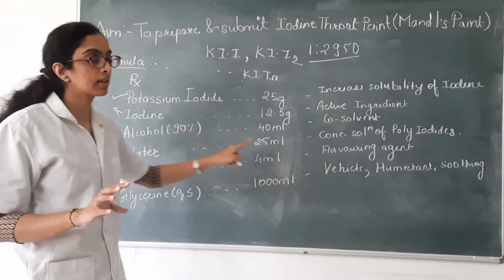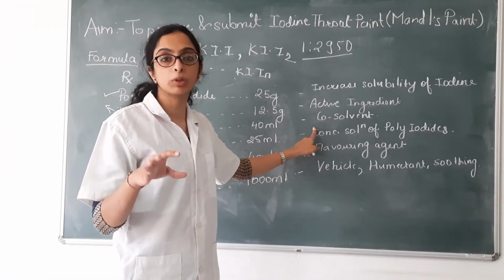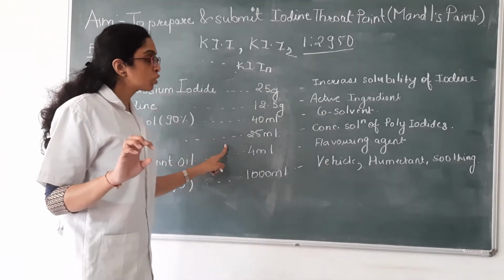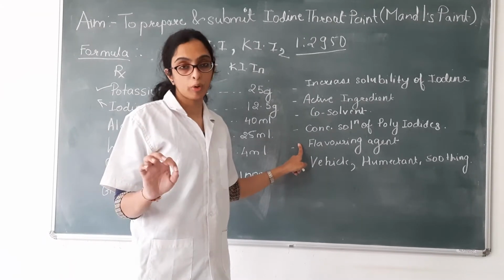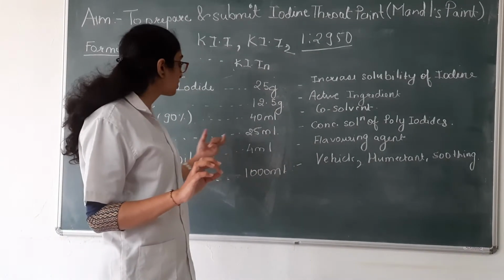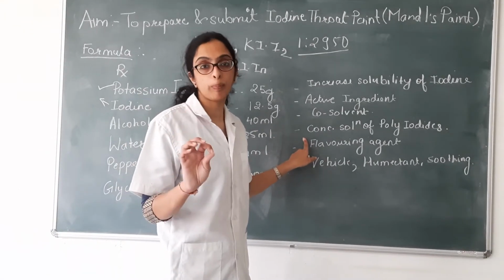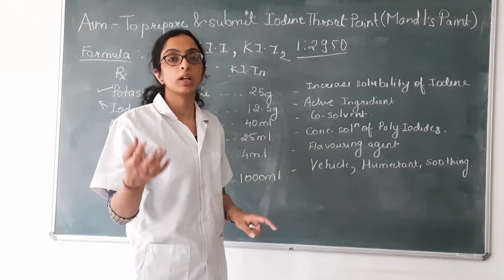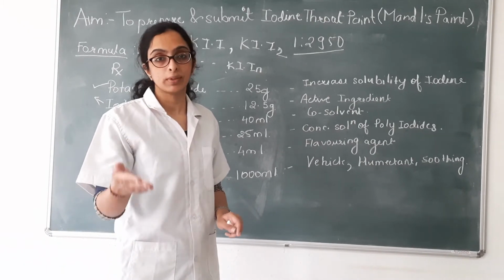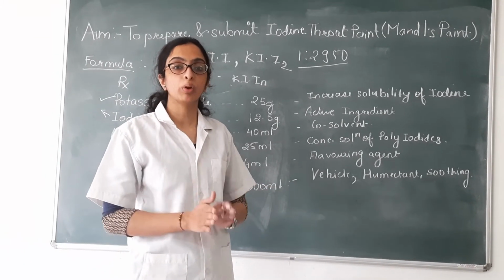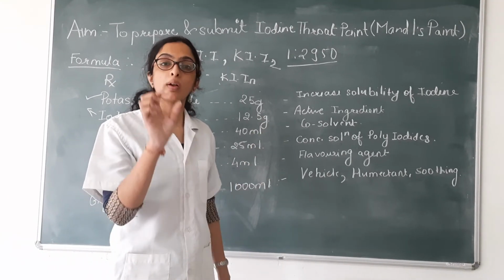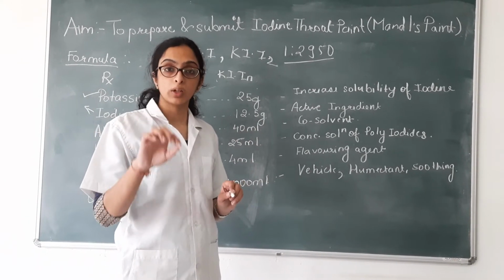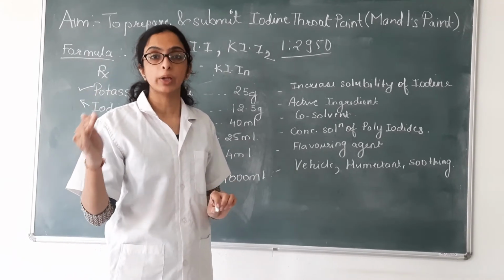Next is the alcohol. Alcohol acts as a co-solvent which further increases the solubility of iodine. Water is used to obtain the concentrated solution of polyiodides. A small amount of water is used to obtain a concentrated solution of polyiodides. The more concentrated the solution, the higher polyiodides will be formed, and the more soluble the iodine will be. So what is the ideal requirement for the solubilization of the iodine? A concentrated solution of potassium iodide is made, and then iodine is added, so you will get a higher polyiodide.